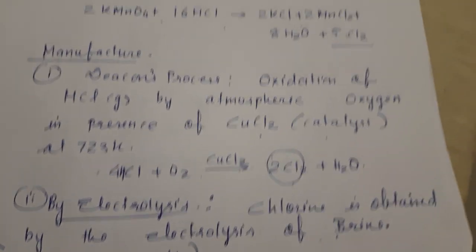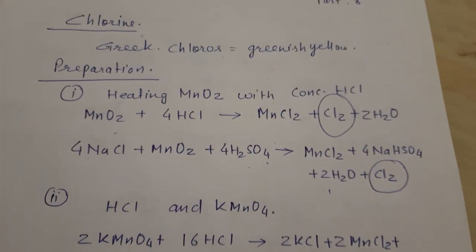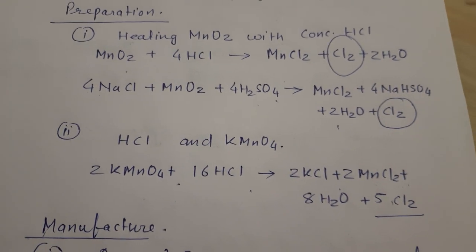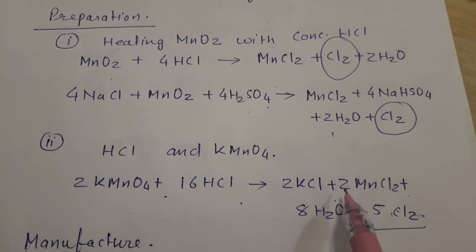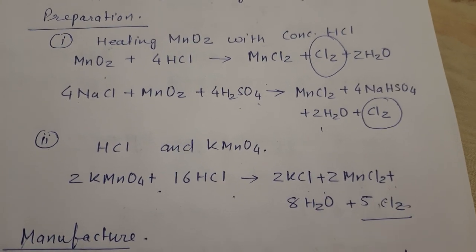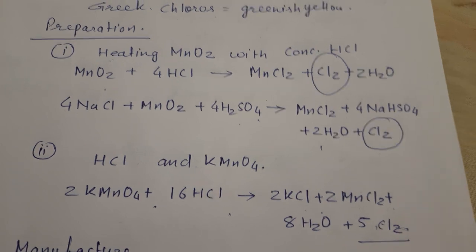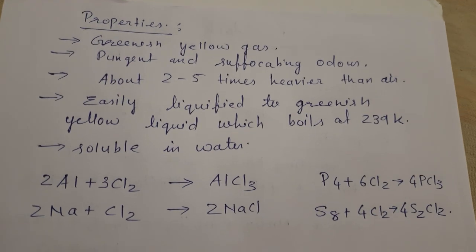Fine. And what happens when KMnO4 reacts with HCl? Then we have to find out. Main product is chlorine and the other products we have to write as such, that is KCl, MnCl2, H2O and Cl2. Now what are the properties of chlorine?